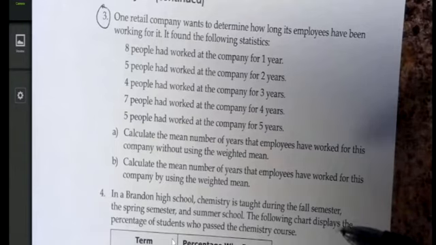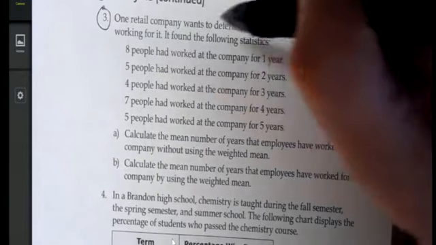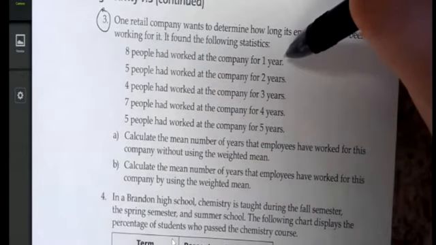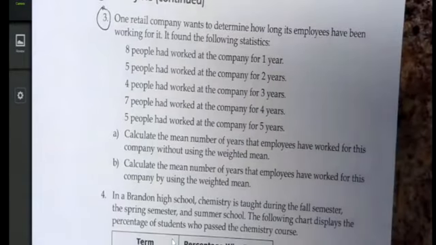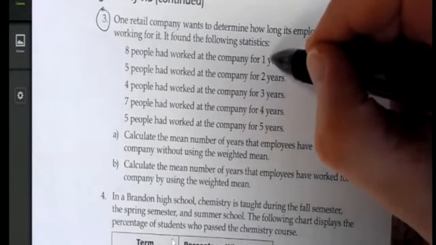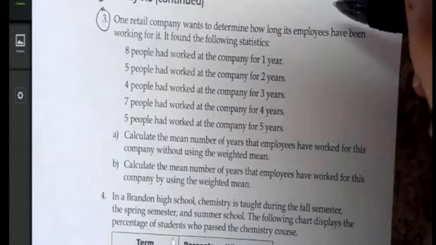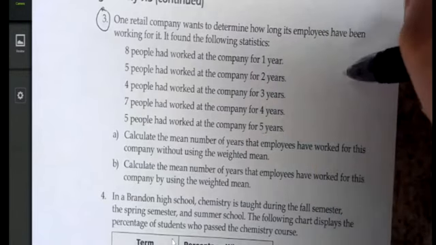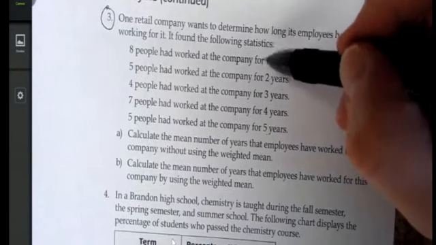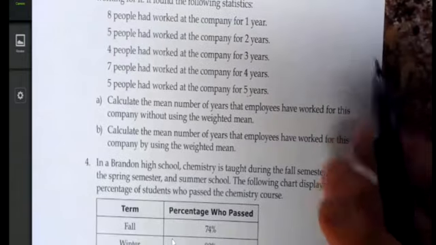Okay. So the way you do this, 8 people worked for 1 year. So that's simply 1 year. You simply take all the years and add them up, right? So 1, add 2, add 3, add 4, add 5. That's how you do it without the weighted mean, okay? Just add up the 5 numbers and divide by 5. That's how you do it without the weighted mean.